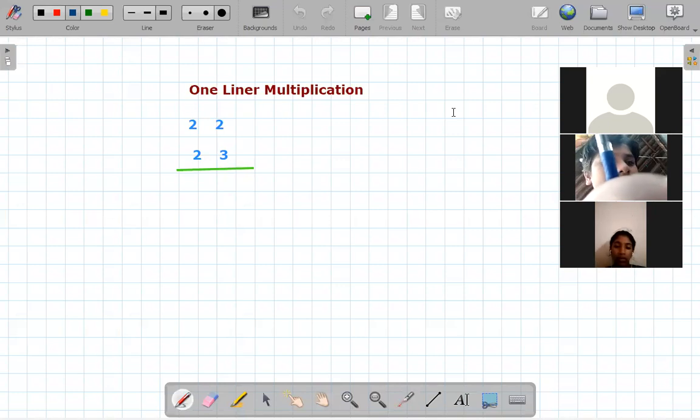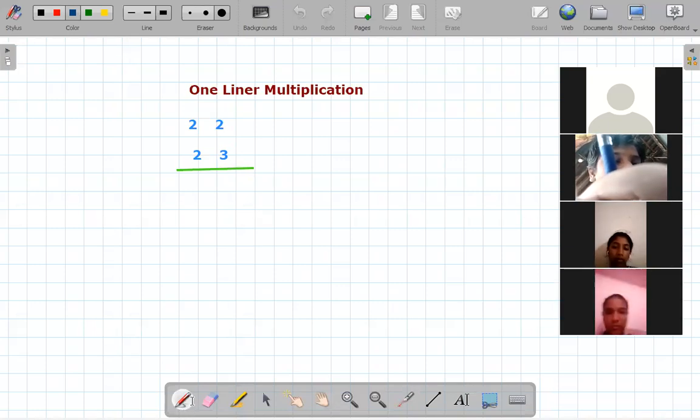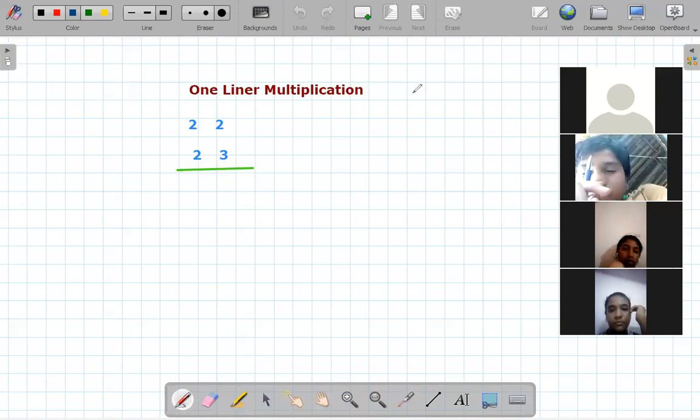So have you seen one multiplication there? 22 into 23. How much time do you take to complete that multiplication? Tell me. What is the usual process to complete it? This is the usual process.